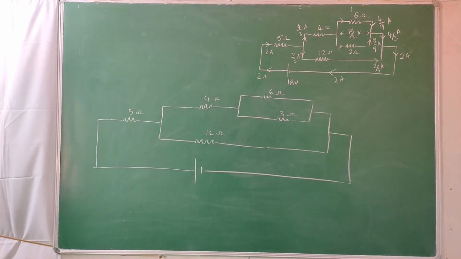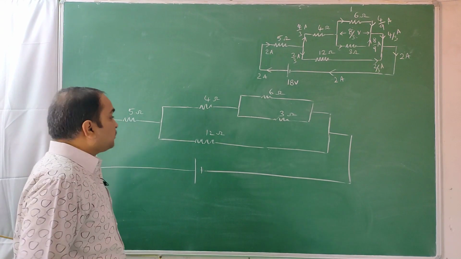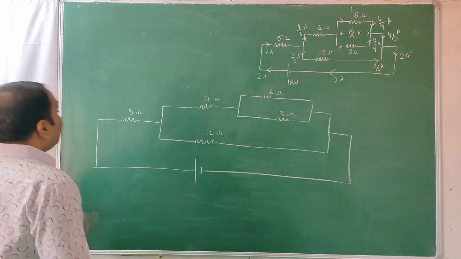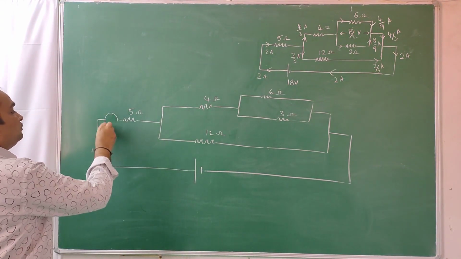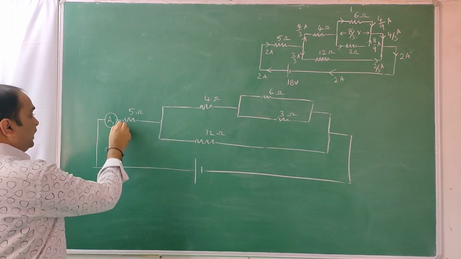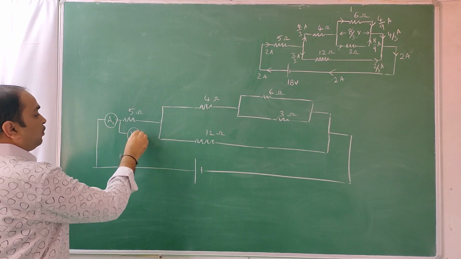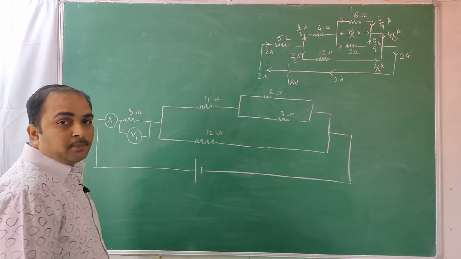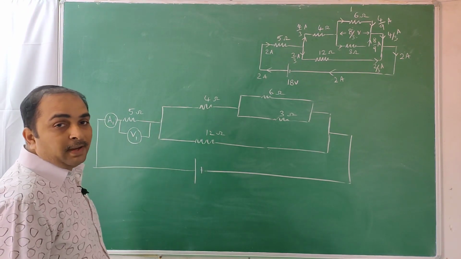See here students, the same diagram I had drawn a little bigger in size so that I can accommodate voltmeters and ammeters. They can keep one ammeter here, A1. What is the reading of A1, they may ask. Or they may connect one voltmeter here, V1. What's the voltage across the 5 ohm resistor, they may ask.